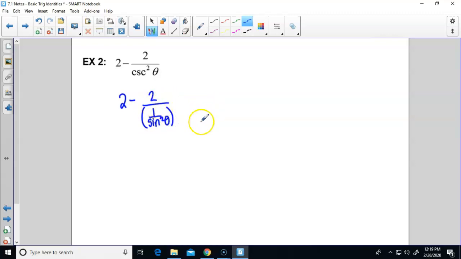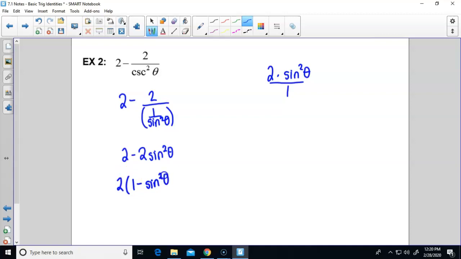And dividing fractions is easy as pie. We can flip the second and multiply. So 2 times sine squared theta over 1 is what we're going to end up with when we do that. And so we'll get 2 minus 2 sine squared theta. And we can use that same strategy we used before, where we could factor out a number. So we could say 2 times 1 minus sine squared theta.